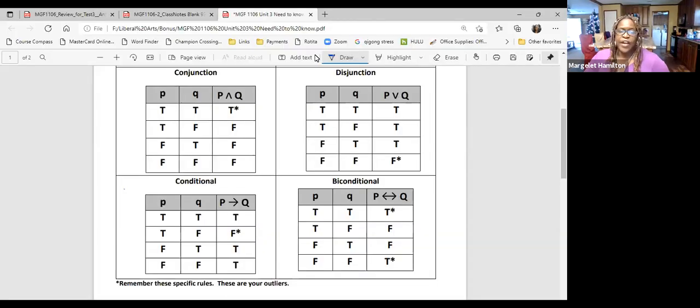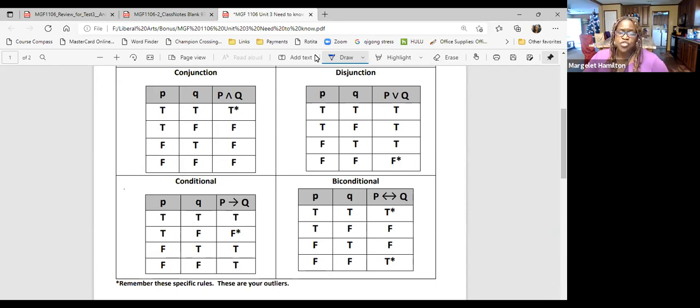All right. So we have, when AND is true, both cases are true. The only time that OR is false is when both cases are false. Our conditional statement, the only time you have a false is when you have a broken promise. The broken promise is always from true to false. And then our biconditional statement, you only get a true when both of the cases are the same, when you have two T's and two F's.